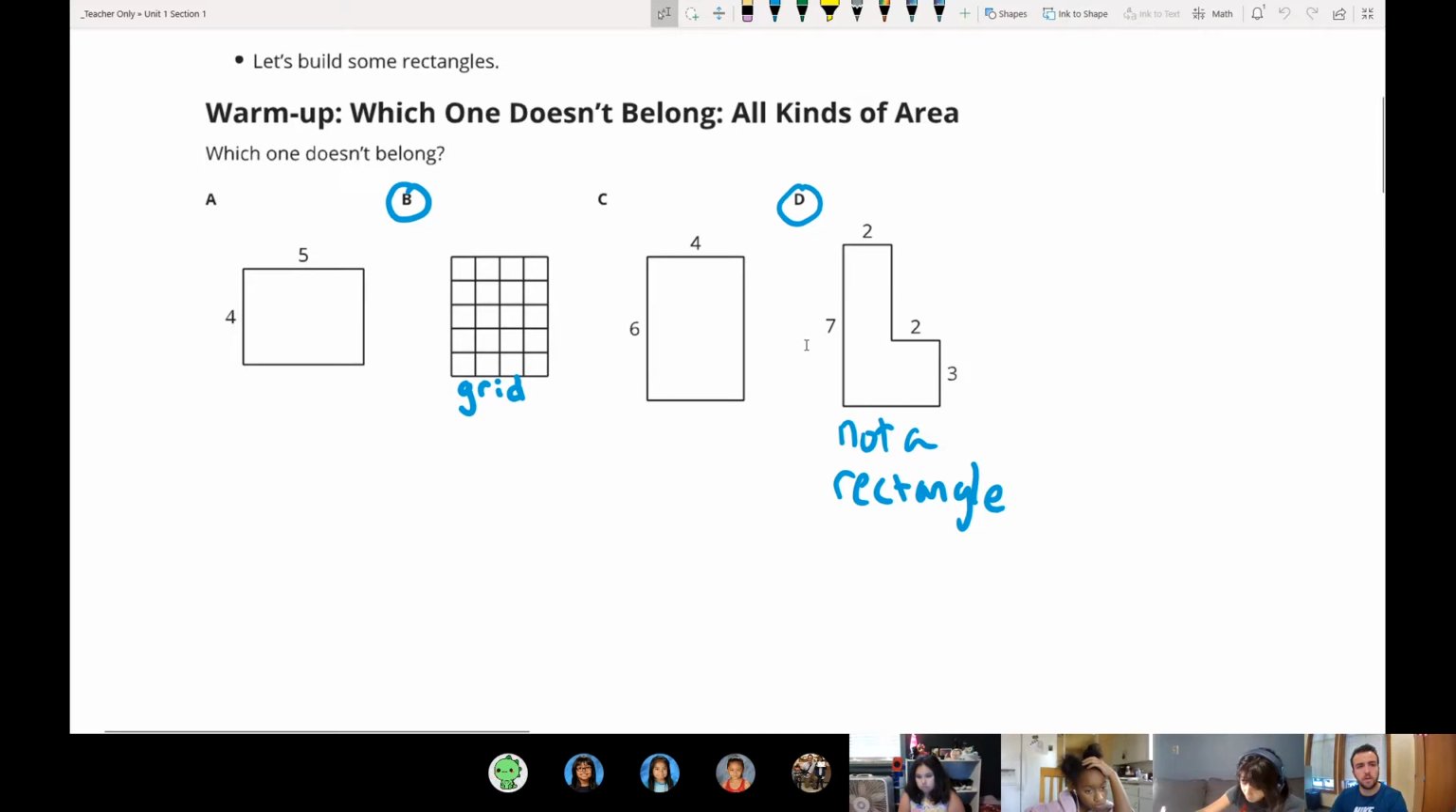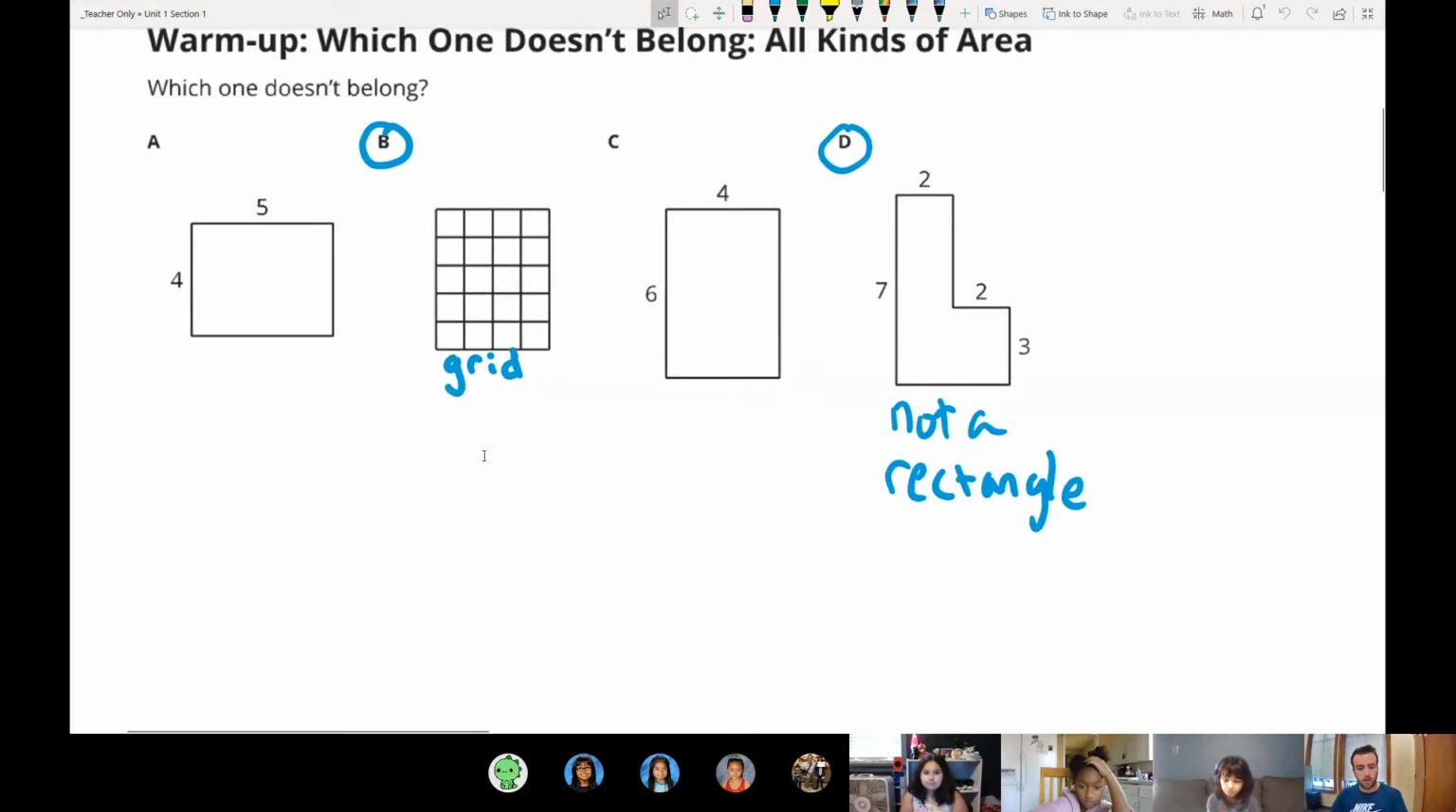But quick question before we move on. Like I said, we kind of have to move fast today. How would you find the area of each of these pictures? Any ideas? Malia? The rows and columns? All right, rows and columns. Tell me more.